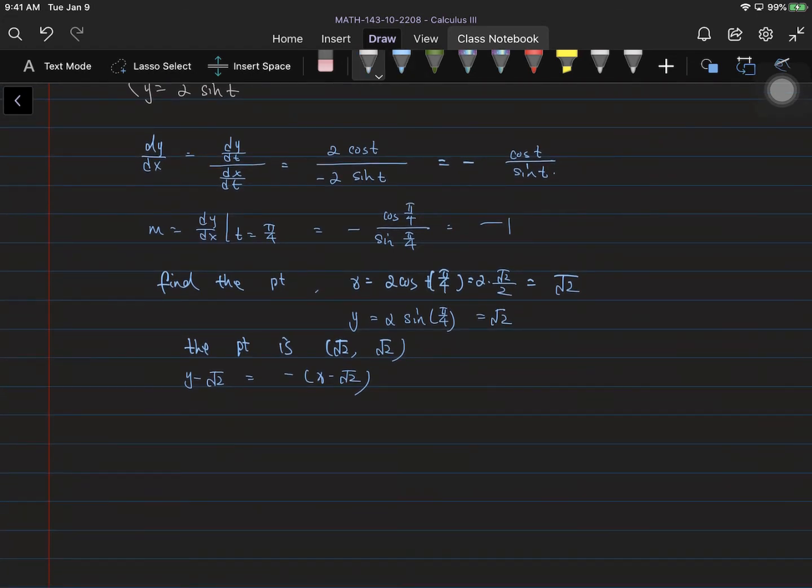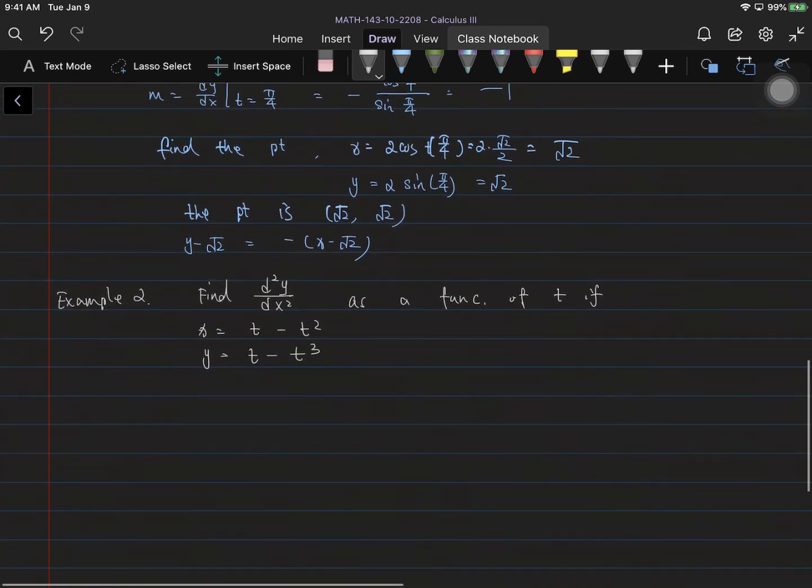Now let's take a look at example 2. We're going to find the second derivative. We're going to find d squared y dx squared as a function of t if the parametric equations are given by x equals t minus t squared, y equals t minus t cubed. The second derivative, we know, is the derivative of the first derivative. So definitely let's find the first derivative.